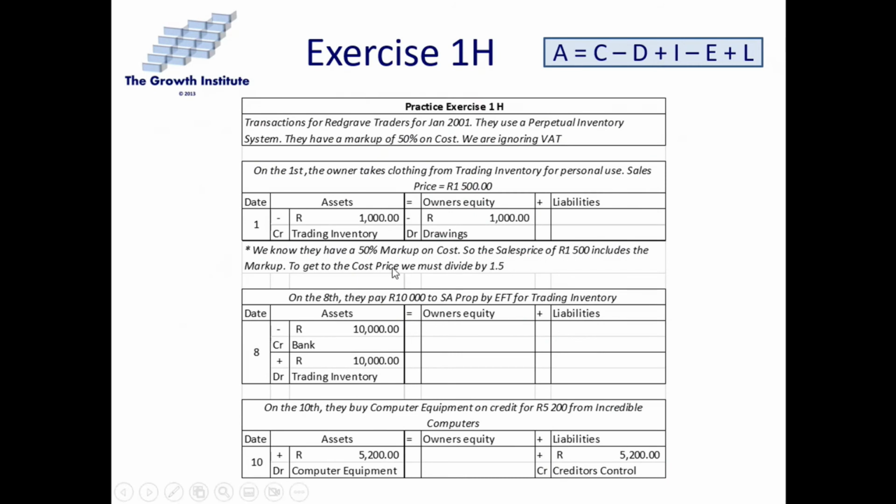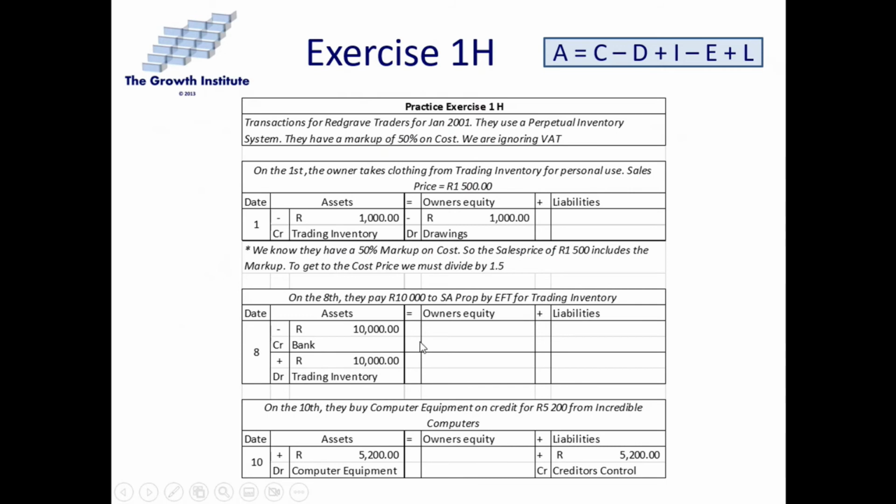Okay. Then on the 8th, they pay 10,000 Rand to SA Property by EFT for trading inventory. Now see what's happening here. The date is given. That 10,000 Rand is leaving the bank. Because it is leaving the bank, we know that the bank asset account is decreasing on the credit side by 10,000. But trading inventory is also an asset account.